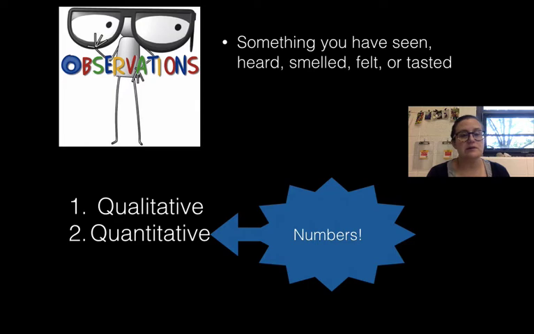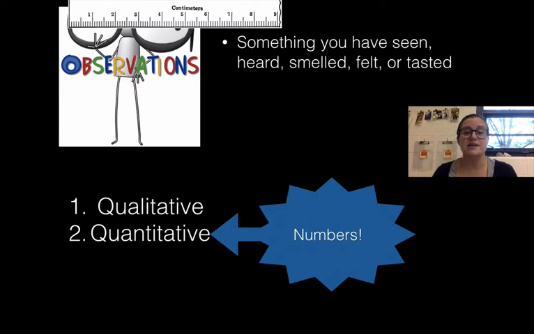Now, a quantitative measurement, remember, has to have numbers. So that might be, there are 2 letters that are yellow. He has 2 legs, 4 fingers on his hand. It could also be a measurement. I could say his glasses are about 5.5 centimeters long. All of those have numbers, and so they are considered quantitative observations.